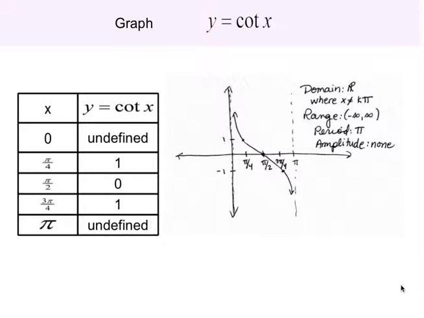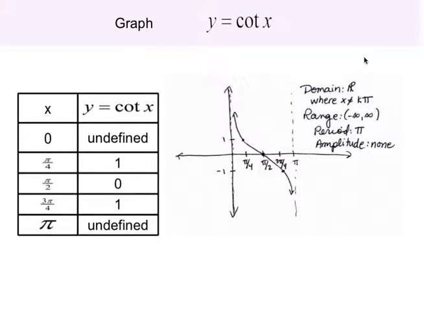Here we go. Notice that I have asymptotes at 0 and pi, and halfway between there is pi over 2, and I have pi over 4 and 3 pi over 4, so everything is equally spaced. And I have my curve drawn in.